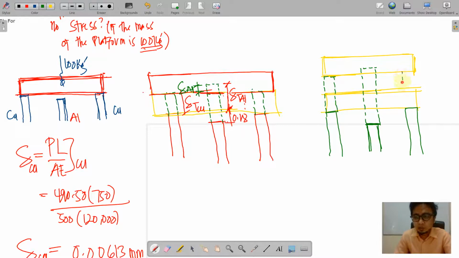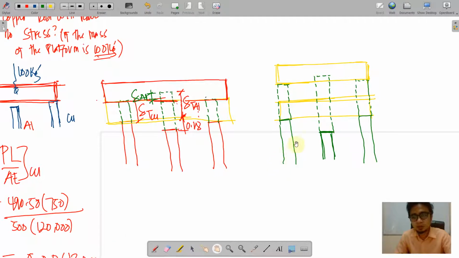Okay, but it is exactly attached on the platform. So unlike the first example, while this is pushing this platform, these two rods are being stretched. So in this case, the push caused by the central or the aluminum rod will not cause any stretch in the copper rod.